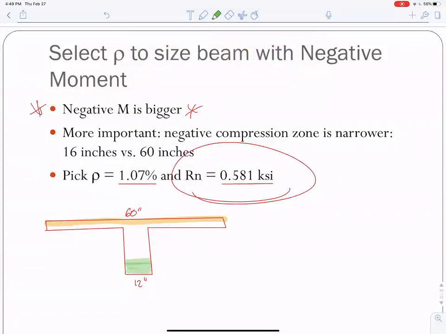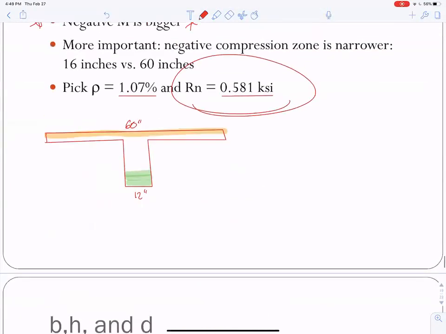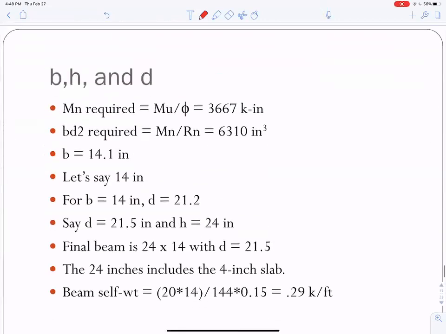A T-beam is much more efficient in positive moment than negative moment. We want to size it for its most inefficient function. So we're going to design it for the negative moment. And on top of that, the negative moment was bigger. We're going to size it using the small width. Here we go. And we're going to use it with Rn is 581 PSI.